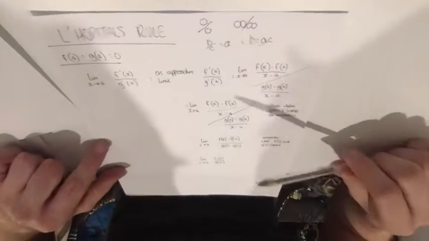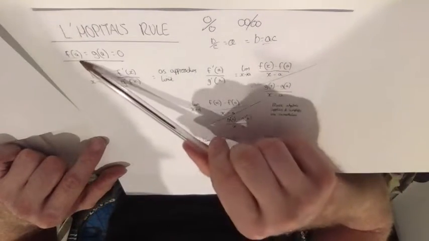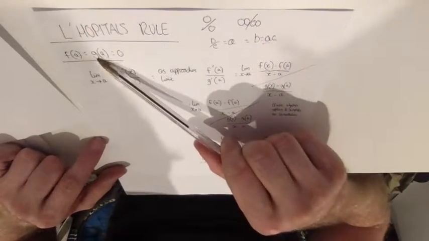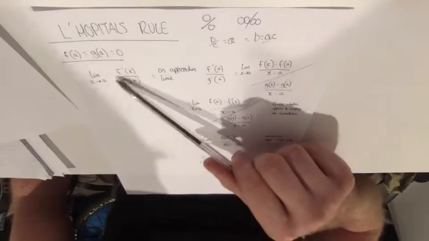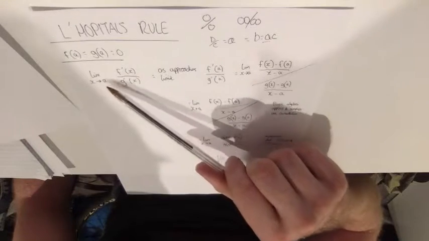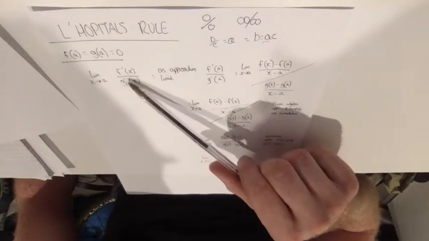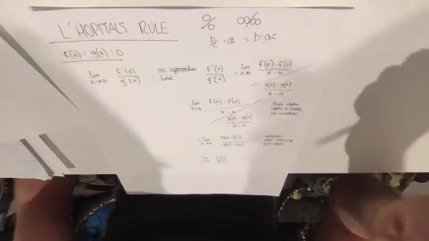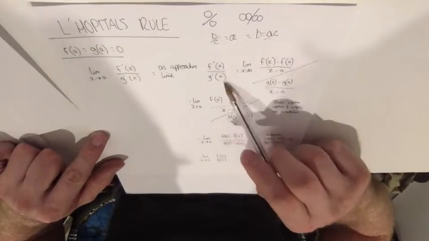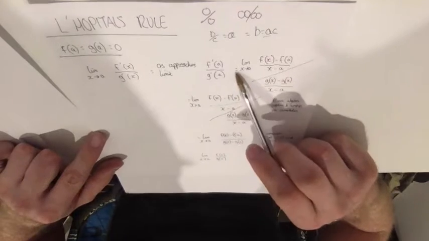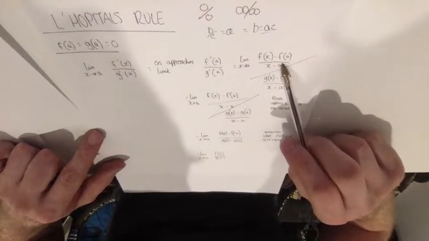So L'Hopital's rule is as follows. We take f of a and g of a both equaling 0. We then put that into L'Hopital's rule. So the limit as x approaches a of f prime x over g prime x. As it approaches the limit, we just substitute the x for our a, so f prime a over g prime a, and then the equation looks something like this.